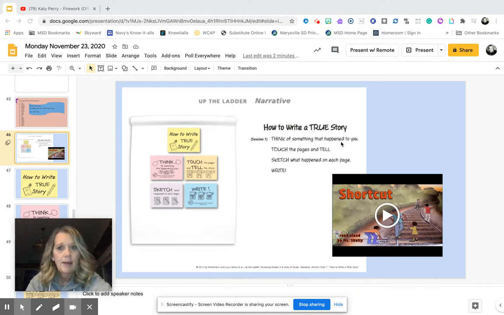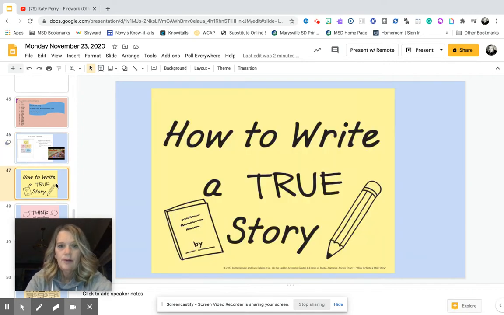Think of something that's happened to you, then you touch and tell the pages, sketch out what's happened on each page, and then you write. Writers often storytell before they actually write. So they think about it, they storytell, they think about it moment by moment before they actually do the writing. On this slide is a video of Shortcut, which is a great example of a short story. So watch that also. How to write a true story.